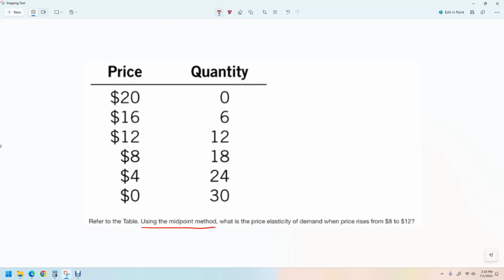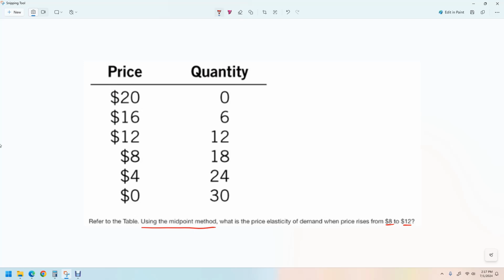We do this because then it doesn't matter whether we're going up in price or down in price. Like if you went from $8 to $12, you might get a different elasticity than if you went from $12 to $8. If you use the midpoint method, then it doesn't matter which direction you're going. So everything is fine there.